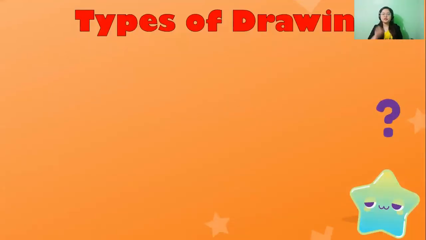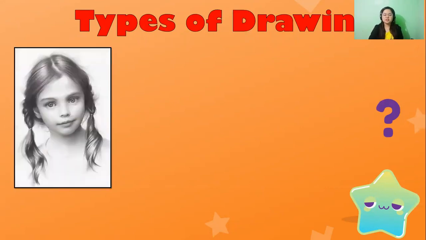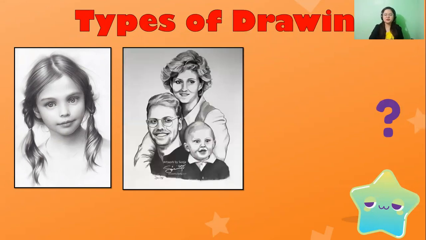Let's proceed to the three different types of drawing. The first one is what we call a portrait. A portrait is a drawing of a person's face. So when you draw one person's face, then it is called a portrait. Second one, we have family portrait. So when family members' faces are drawn, it is called a family portrait.